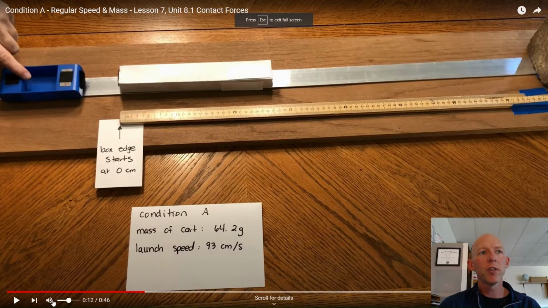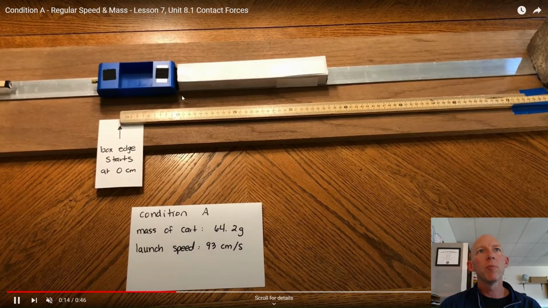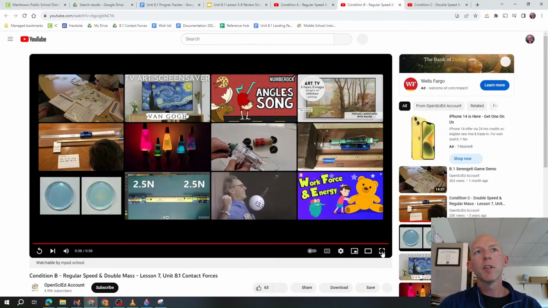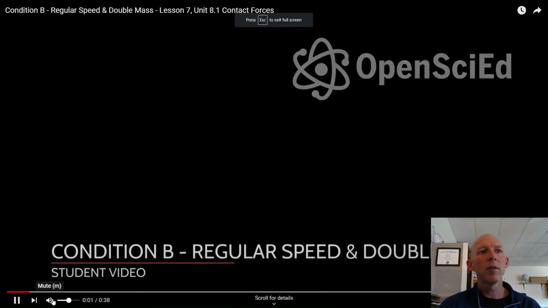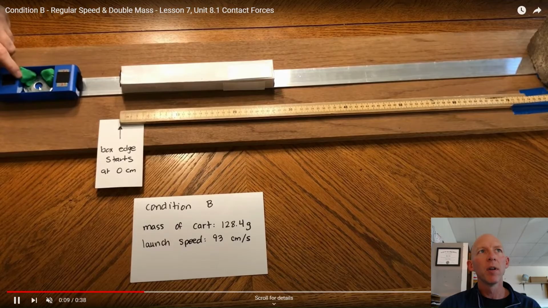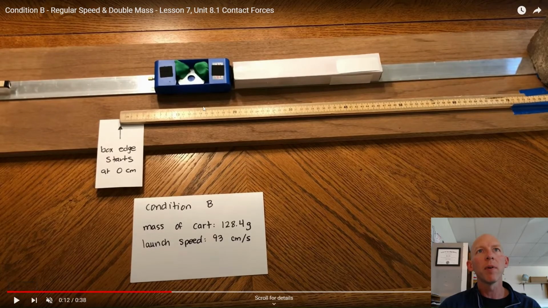So here was condition A. The box was launched and moved about 10 centimeters, a little over 10 centimeters. Here's condition B, where they doubled the mass of the box by putting washers in, but kept the speed the same. And now you see the box went a little over 20 centimeters, so it got pushed twice as far.